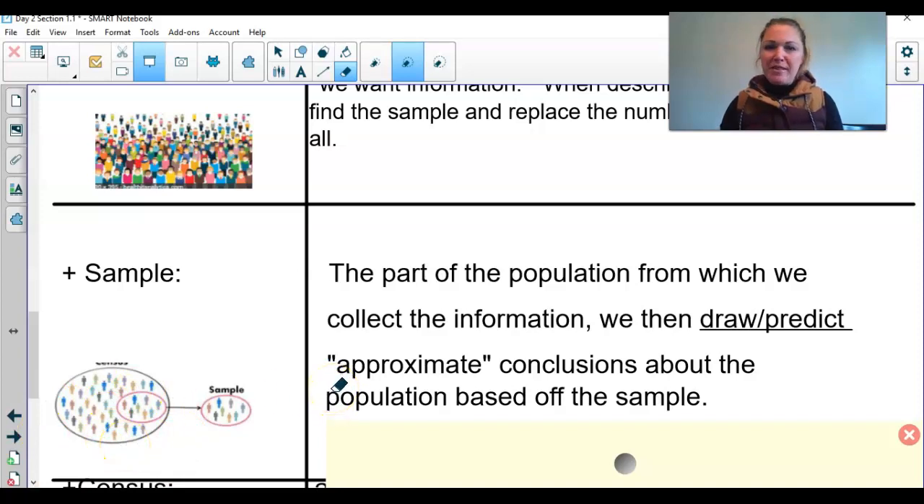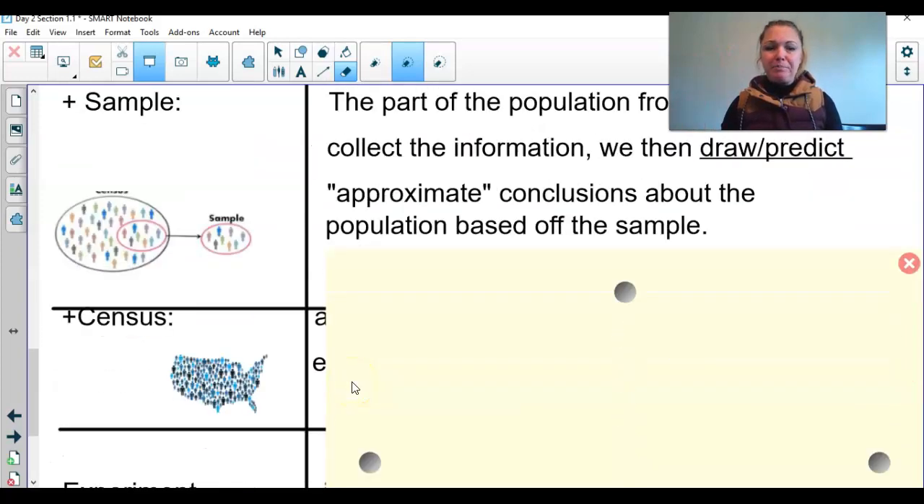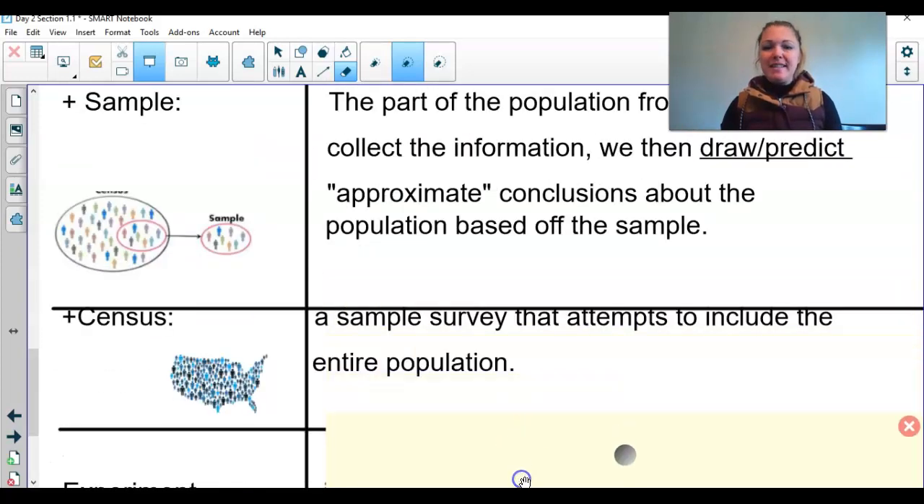All right, I'm going to move on to a census. Again, just keep in mind to be pausing when you need to be writing things down. What is a census? A sample survey that attempts to include the entire population. Now, normally statisticians only do a census if they have a small population.